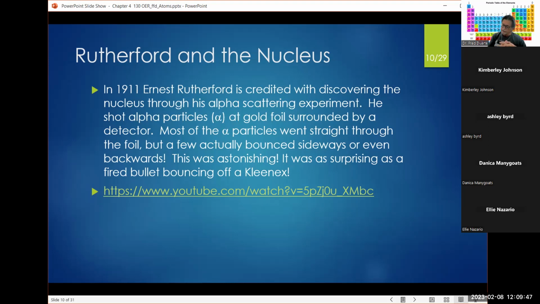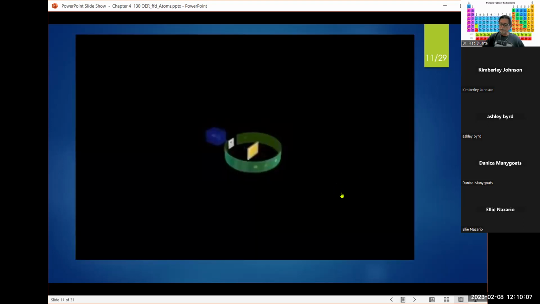So what that suggested is that there must be a very dense component of the atom, because these particles were being ricocheted, just like shooting pool. You hit the cue ball, the cue ball hits another ball, and it goes into the corner pocket. Okay, so let's listen to that video.